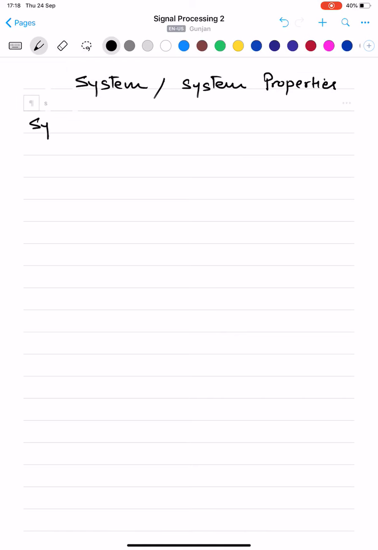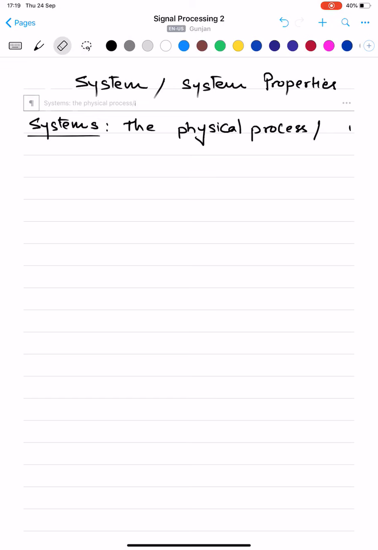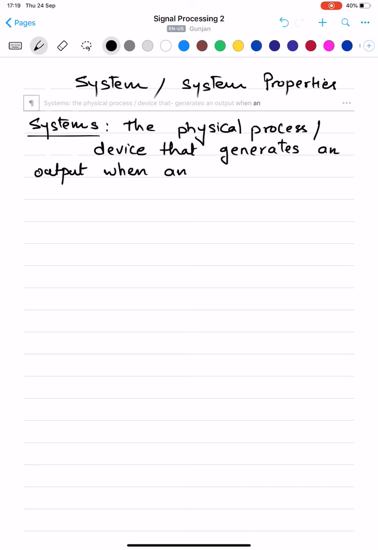So what basically is a system? It's basically the physical process or device that generates an output when an input is applied to it.